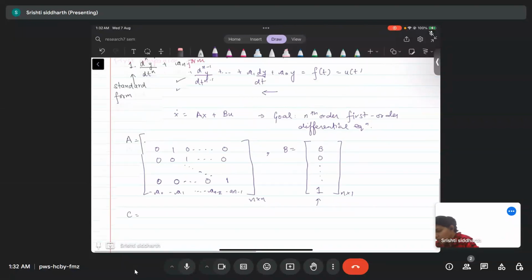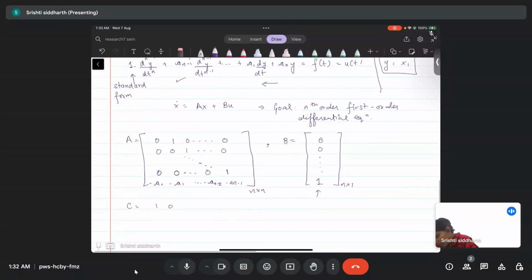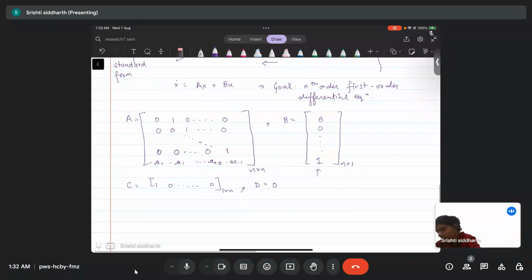Then the main point of the CCF form is that we take the output as the first variable. So in this case, C is just going to be 1 and then 0 slots. So this is a 1 by n row vector, and we assume that there is no coupling between the output and input. So these are for the CCF form given this differential equation.